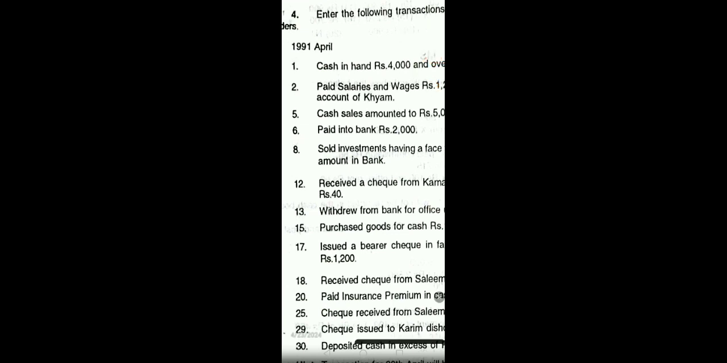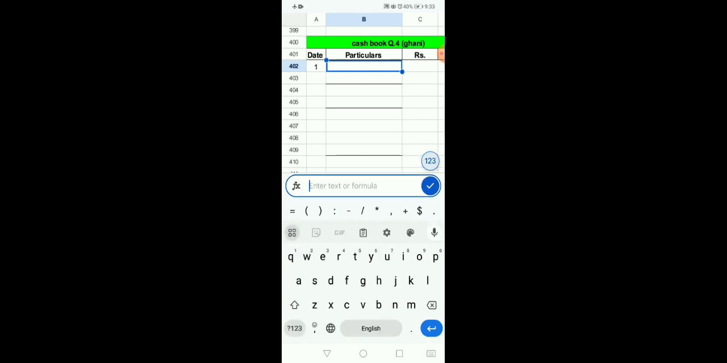The first entry is saying cash in hand. That means you have cash. Cash is not going out, cash is not coming in. You are not paying this cash to anyone, you are not receiving cash from anyone. Cash in hand is your asset. It is in a favorable position. And when cash in hand as an asset is in a favorable position, it should be written on the debit side.